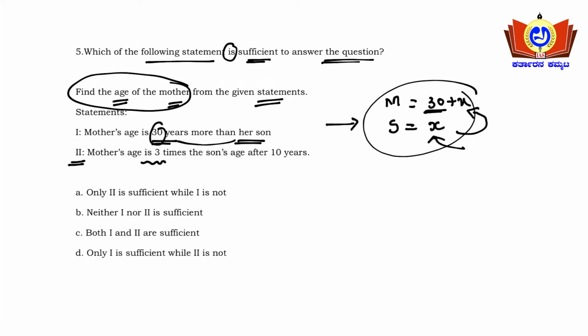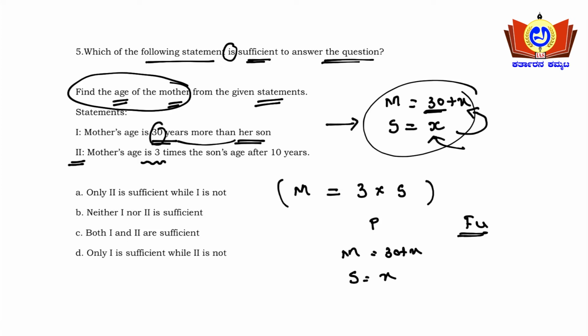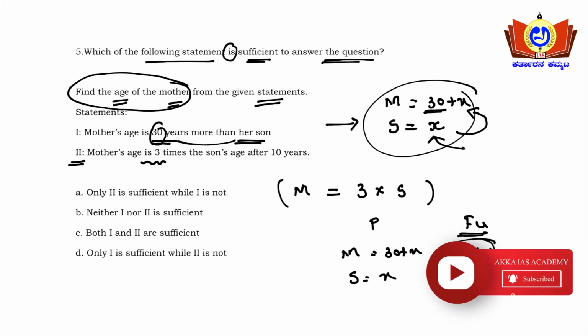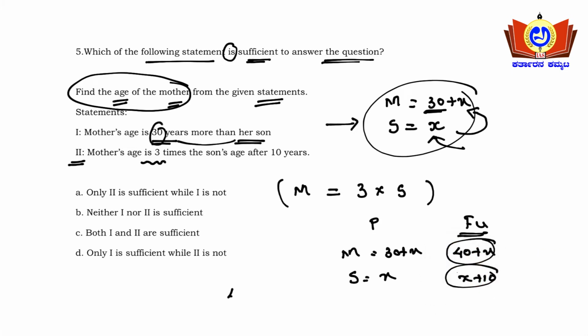Mother's age is 3 times the age of the son after 10 years. So if we consider the present age of the son is X here, the mother's age will be 30 plus X here. So this is the present, and they are telling about the future here. In future means after 10 years. So 30 plus X plus 10 will be 40 plus X here, and the son's age will be X plus 10 here. This ratio they have given here. Mother's age will be 40 plus X, that will be 3 times the age of the son after 10 years. After 10 years means X plus 10 here.